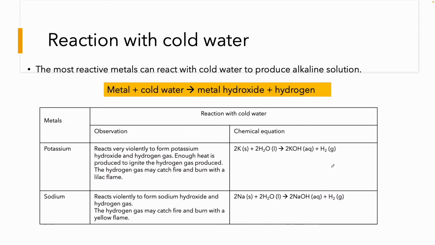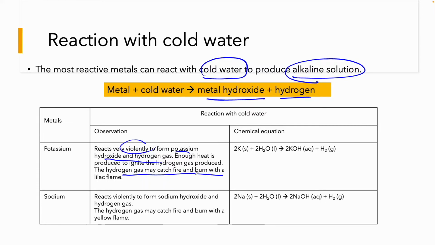So to do the next question, we need a recap on the reactions of metals with cold water. Metals that are reactive will react with cold water to produce an alkaline solution. In this case, a metal reacting with cold water will produce metal hydroxide and hydrogen gas. Back to this, you see that potassium reacts violently to form potassium hydroxide and hydrogen gas, and the reaction is very vigorous and the hydrogen gas may catch fire and burn with a purple flame.